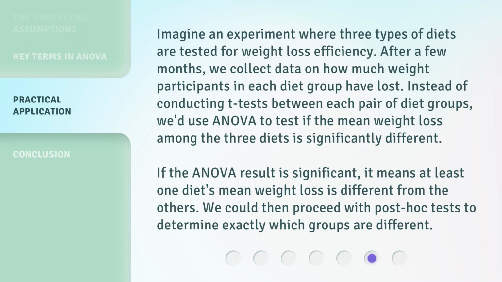Imagine an experiment where 3 types of diets are tested for weight loss efficiency. After a few months, we collect data on how much weight participants in each diet group have lost. Instead of conducting t-tests between each pair of diet groups, we'd use ANOVA to test if the mean weight loss among the 3 diets is significantly different. If the ANOVA result is significant, it means at least one diet's mean weight loss is different from the others. We could then proceed with post hoc tests to determine exactly which groups are different.